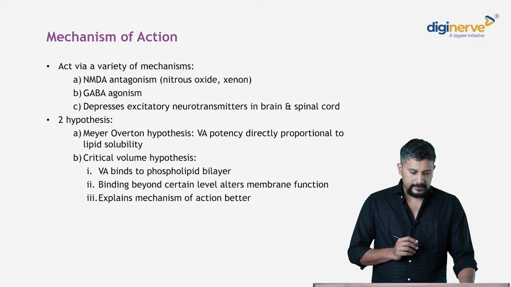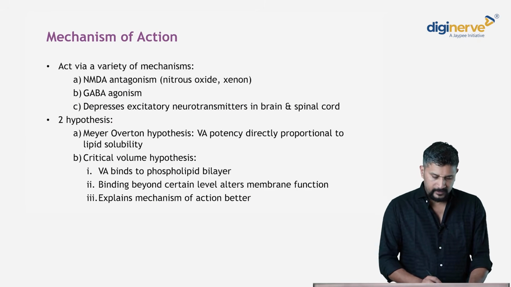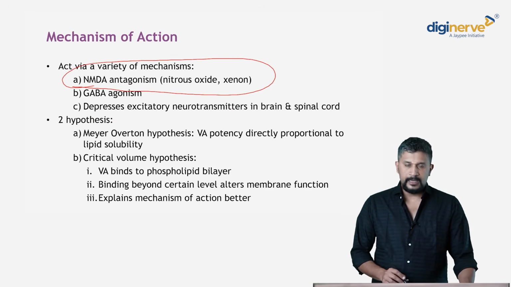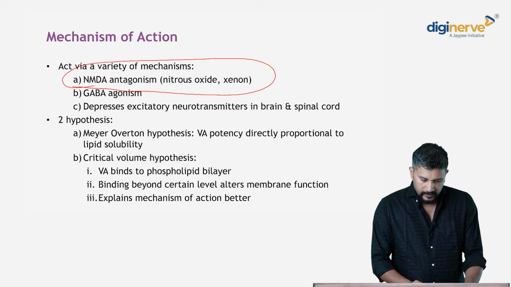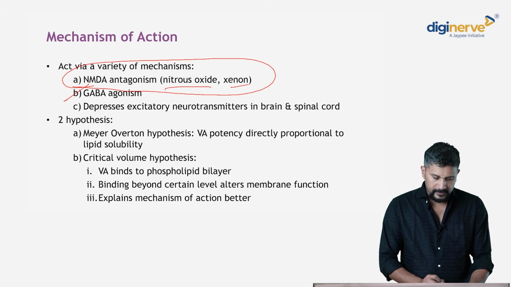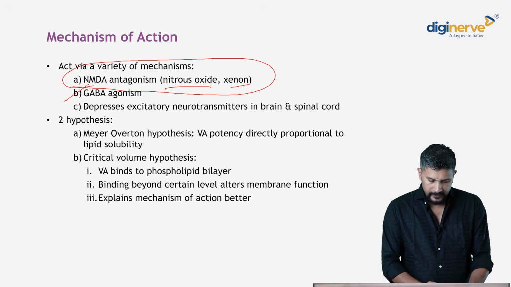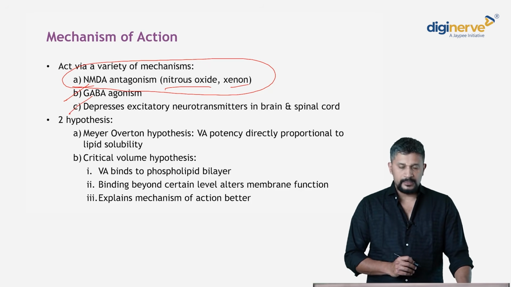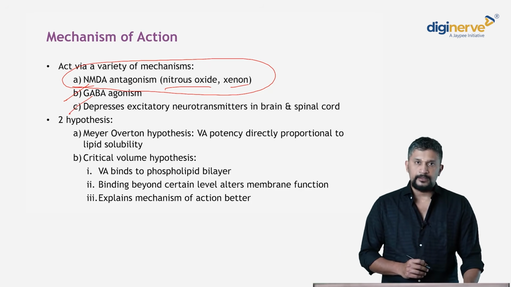So how do these gases act? They act via a variety of mechanisms. Most commonly, you have your NMDA antagonism. Nitrous oxide and xenon tend to act via NMDA antagonism. You can also have GABA receptor agonists. You can have a depression of your excitatory neurotransmitter conduction in the brain and the spinal cord.